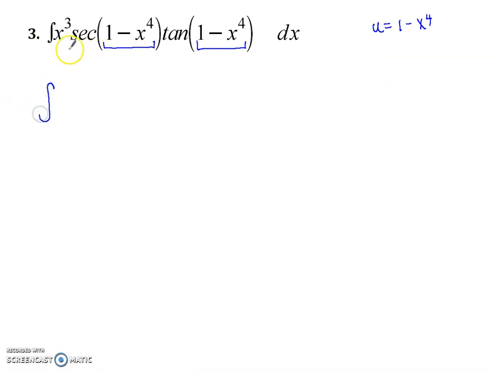So again, I'm going to rewrite this part first. Okay, whichever part you pick that has the u in it, we're going to write that next to the integral. I'm going to go ahead and change both of these to u.